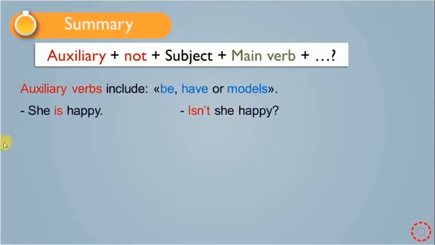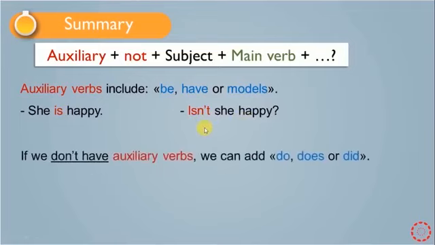Look at these examples. She is happy. We have auxiliary verb here, which is verb to be, is, and we can form the negative question like that, as we said, isn't she happy? And also we said if we don't have auxiliary verbs, we can add these auxiliary verbs by ourselves. We say do and does. We use them for the present tense and did for the past one.